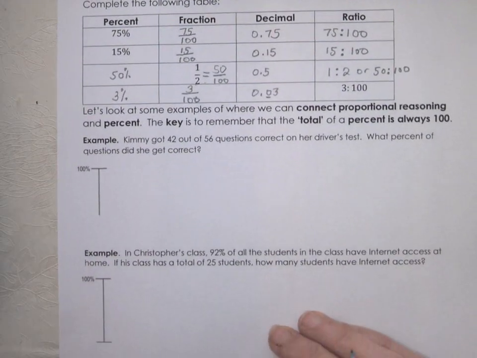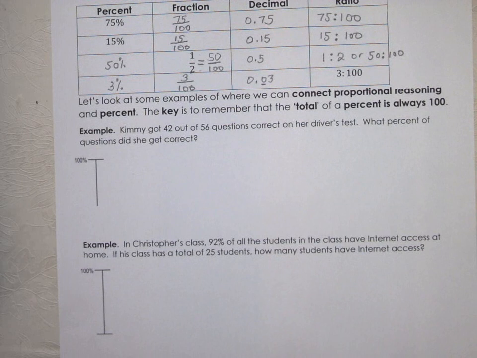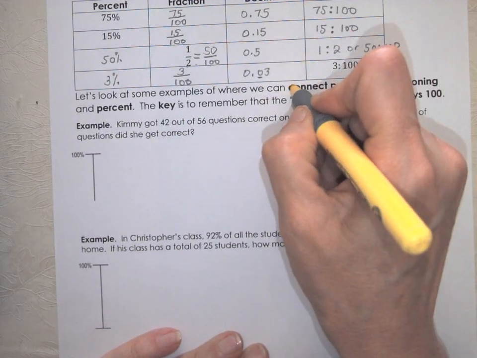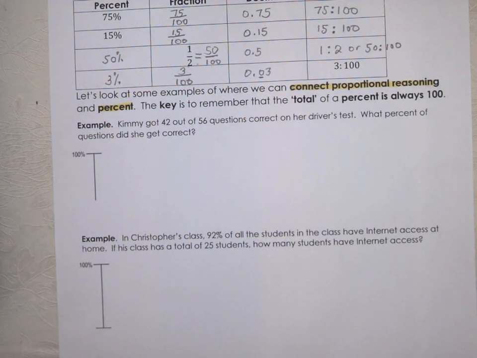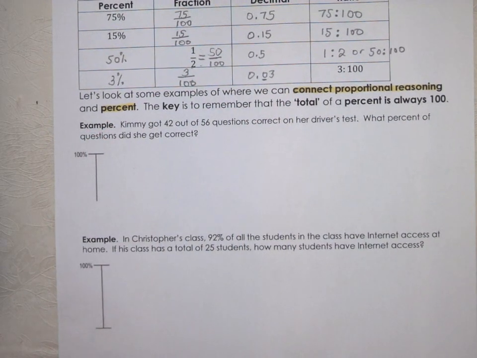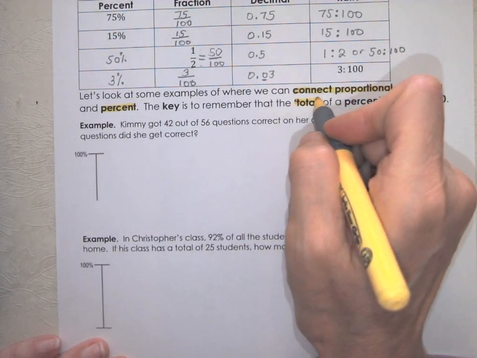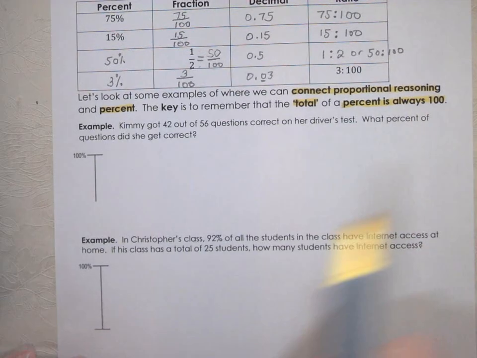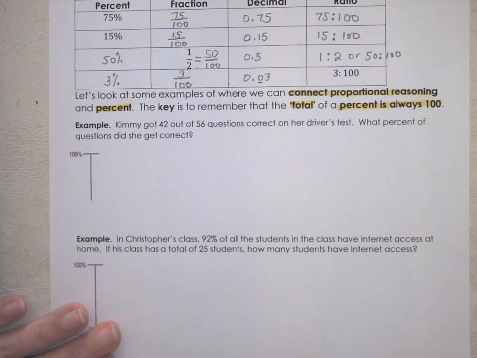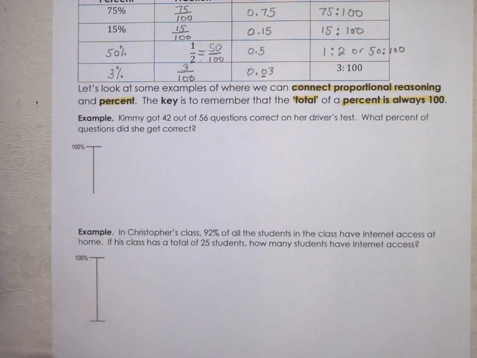All right, so let's look at some examples of where we connect proportional reasoning and percent. We're going to connect them, okay? The key is to remember that the total of a percent is always 100. So here's a real-life example. Kimmy got 42 out of 56 questions correct on her driver's test. What percent of questions did she get correct?